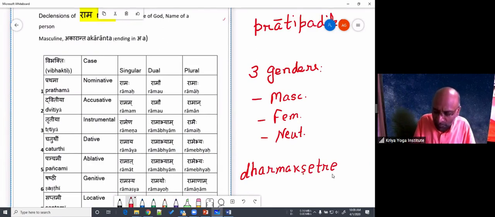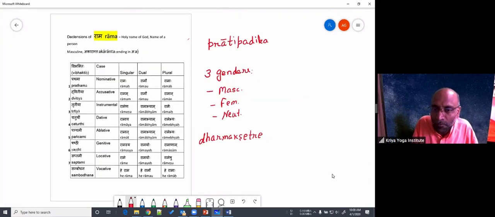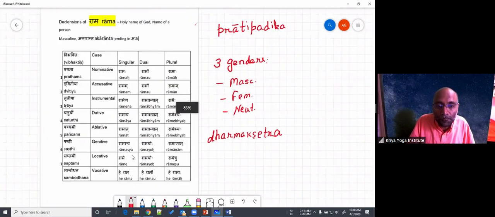So what will be the base word here? Base word would be dharma kshetra, which is masculine also and akaranta. So all this information has to be provided. You have to understand it in order to arrive at a form. It looks pretty overwhelming right now, but as you practice, it actually becomes very simple and very intuitive also.